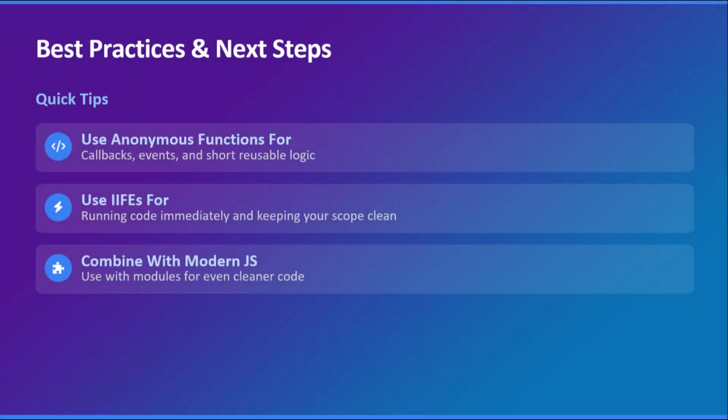So, use anonymous functions for callbacks, events, and short reusable logic. Use IIFEs to run code immediately and keep your scope clean. Combine with modern JS techniques like modules for even cleaner code. And that's it. You now know how to use anonymous functions and IIFEs to write cleaner, safer, and instantly running code. See you next. Thank you.